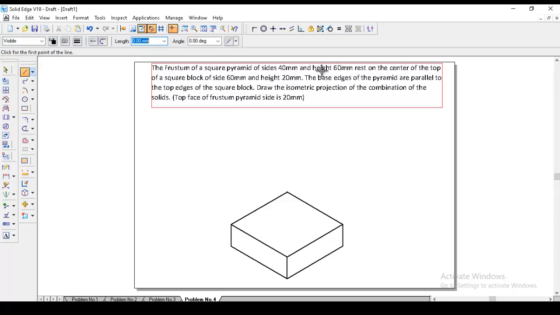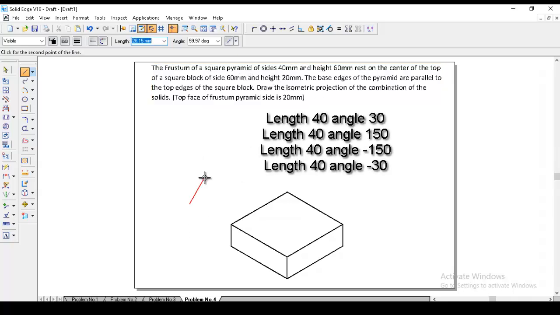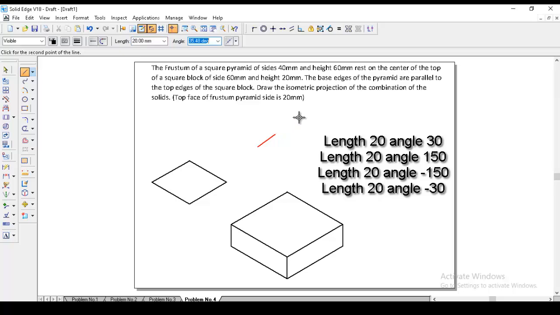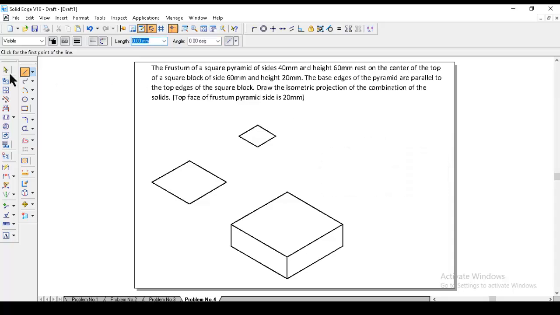Now we will construct the frustum of a square pyramid. First we will construct the bottom, that is 40. Give the angle combination: length 40, enter, angle is 30, then 40, enter, angle is 150, then 40, enter, angle is minus 150, then 40, angle minus 30. So we construct the bottom. And we need to construct the top edges, that is the given 20. So we give 20, enter, angle is 30, then 20, angle is 150, then 20, angle is minus 150, then 20, angle is minus 30. So we construct it.